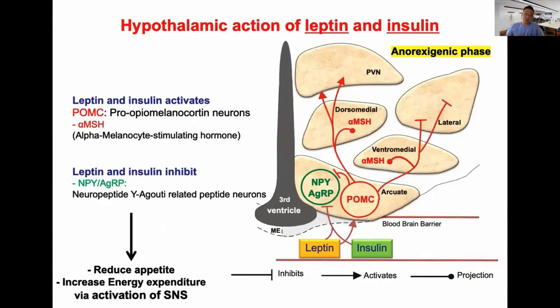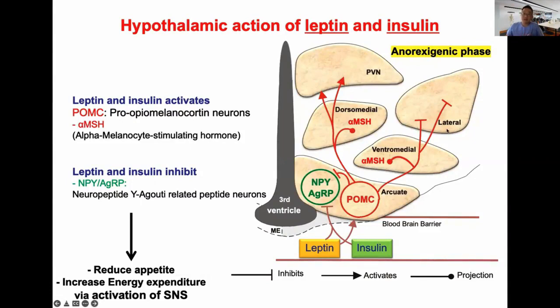Now, in normal condition, during an anorexigenic phase, leptin and insulin enter the brain via the median eminence, passing the blood-brain barrier, and activate the pro-opiomelanocortin neurons, and at the same time, it blocks or inhibits the NPY and agouti-related peptide neurons. Now, once activated, this POMC neuron releases alpha melanocyte stimulating hormone, which is an agonist of the melanocortin pathway, travels down to lower order neurons, such as the ventral medial hypothalamus, dorsal medial hypothalamus, and the paraventricular nucleus and the lateral nucleus.